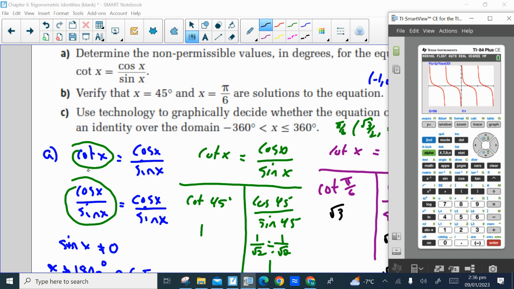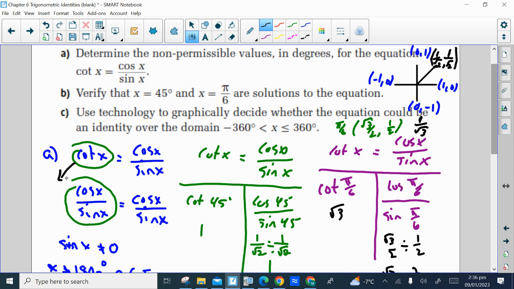We wrote cotan here as cos over sine, but we also could have written it as 1 over tan. So if I draw an arrow here, I can also say that's 1 over tan x. And because tangent can be written as sine over cos, and tangent's in the denominator here, both will be in the denominator as well. So because of that, we said that sine x can't equal 0, but now we can also say that cos x also cannot equal 0.